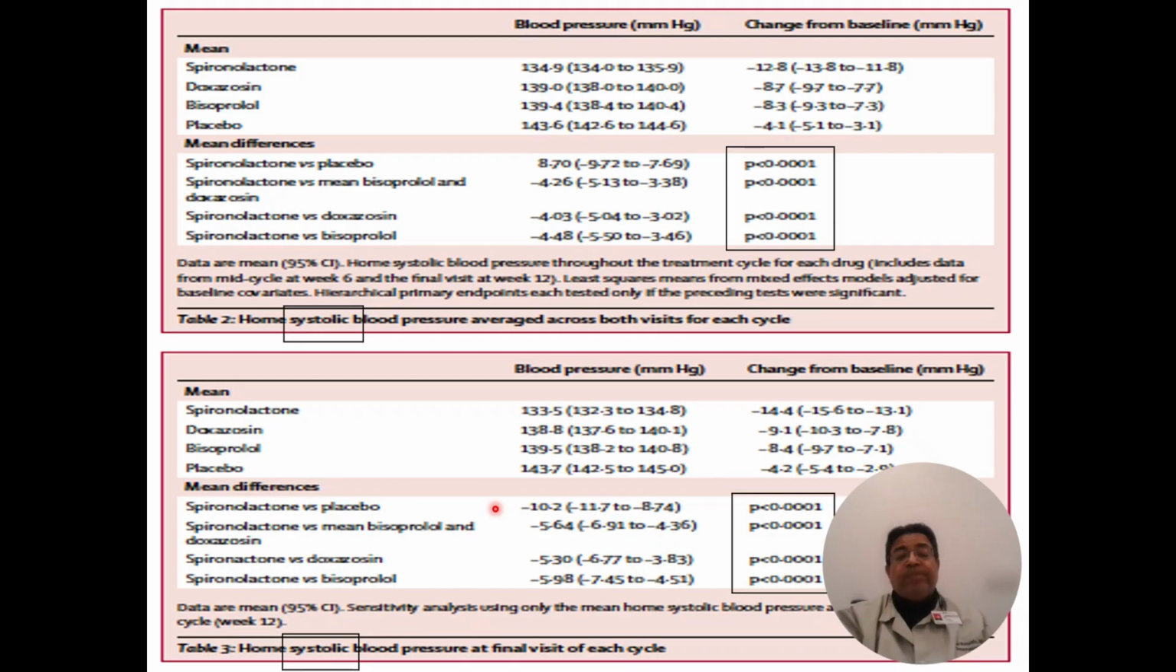Spironolactone reduced blood pressure by about 8 to 10 millimeters of mercury when compared to placebo, and by 4 to 6 millimeters of mercury when compared to doxazosin and bisoprolol.